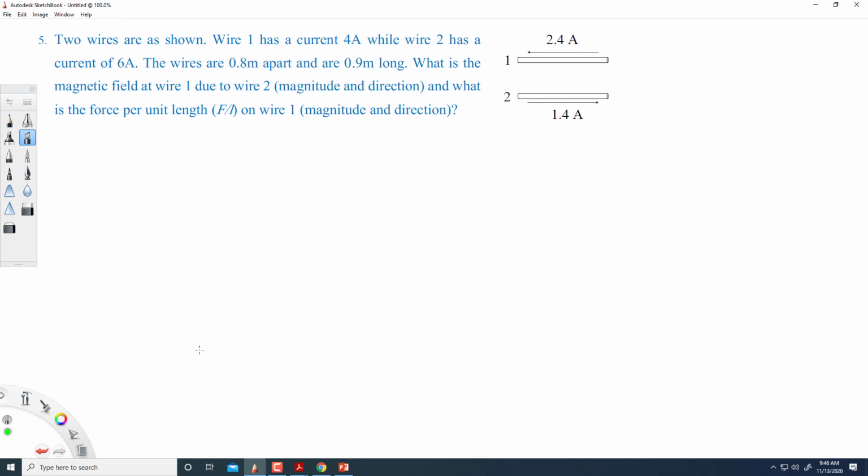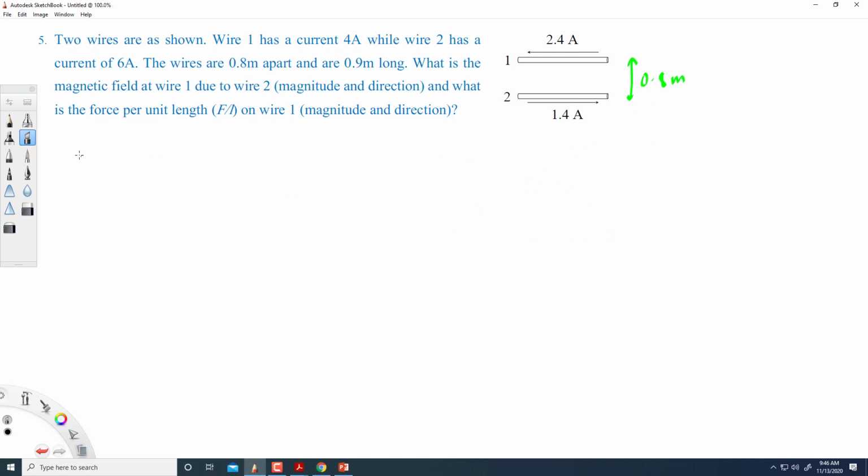Okay, so we have two wires. One is carrying 2.4 ampere current, the other one is carrying 1.4 ampere current, and the wires are 0.8 meters apart, and they are 0.9 meters long. So what is the magnetic field at wire 1 due to wire 2?